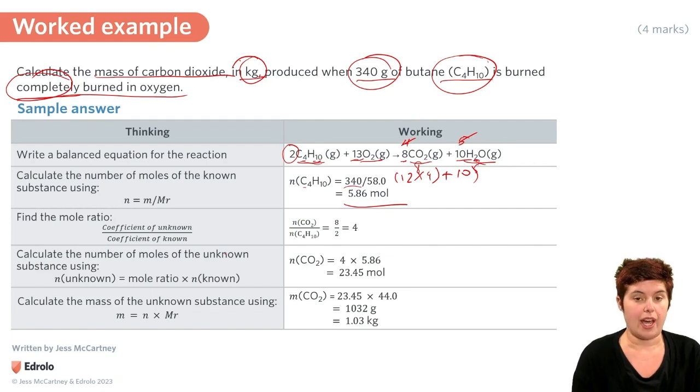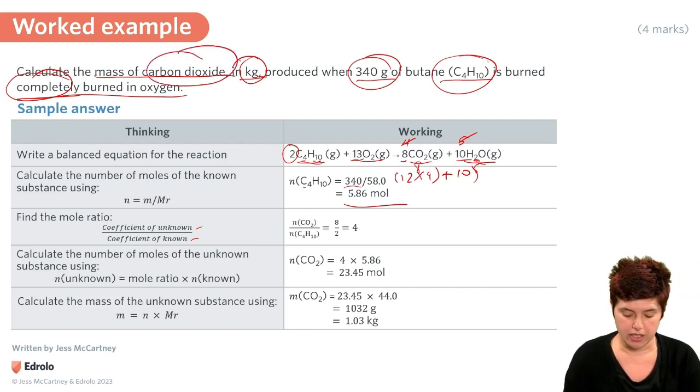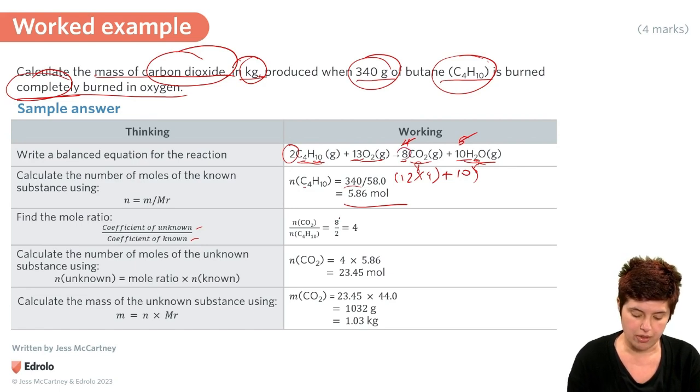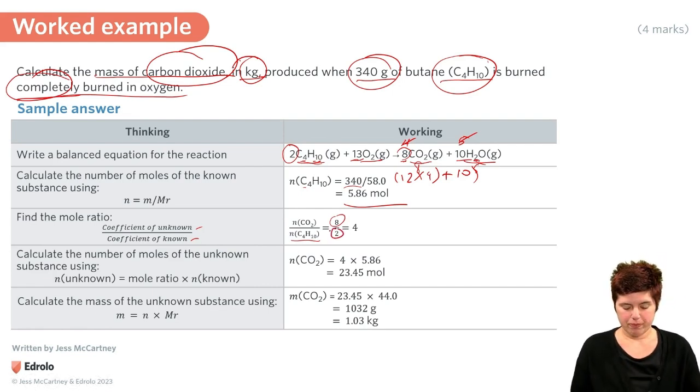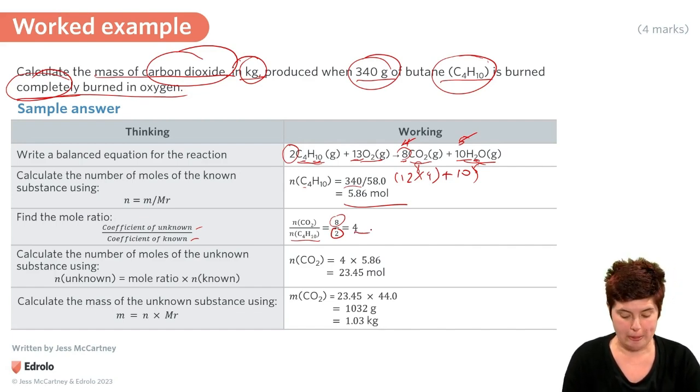Now we're going to do our mole ratio. Now this is the unknown over known. The unknown is what we're trying to find. So the question has asked us to find the carbon dioxide. So we look at our coefficients in the equation, so the equation that we just balanced. Carbon dioxide is 8, so our unknown is 8. Our known is what we were able to calculate in the previous step, so that's the butane. And you see in the equation, the butane is 2. That's where that 2 comes from. 8 divided by 2 is 4. So that is our ratio.